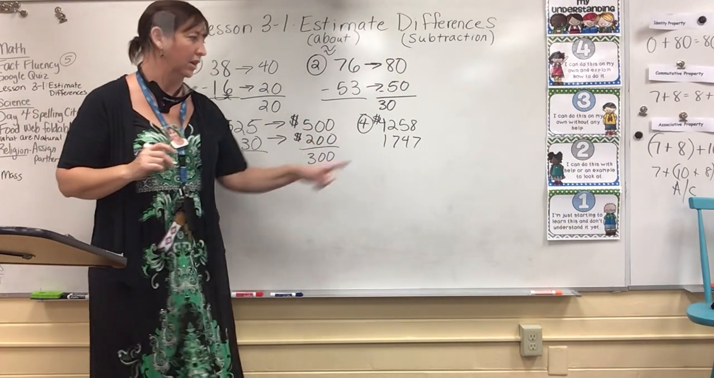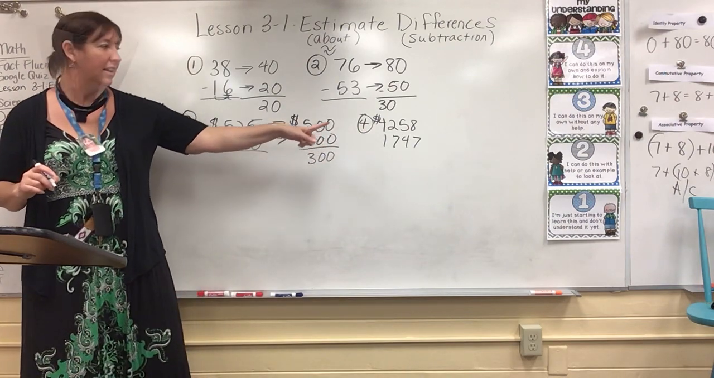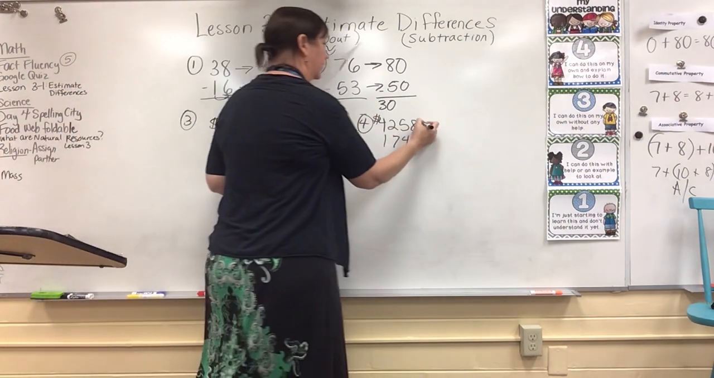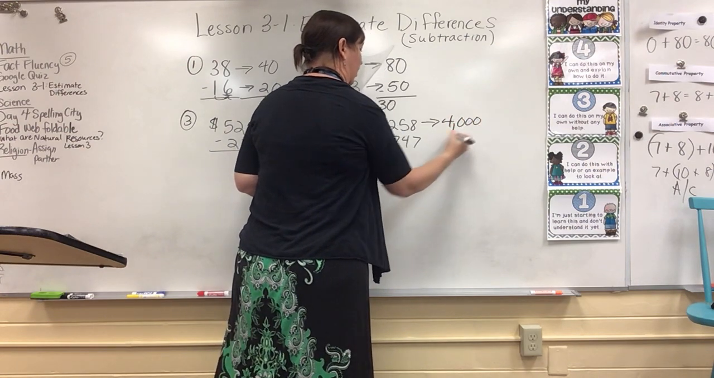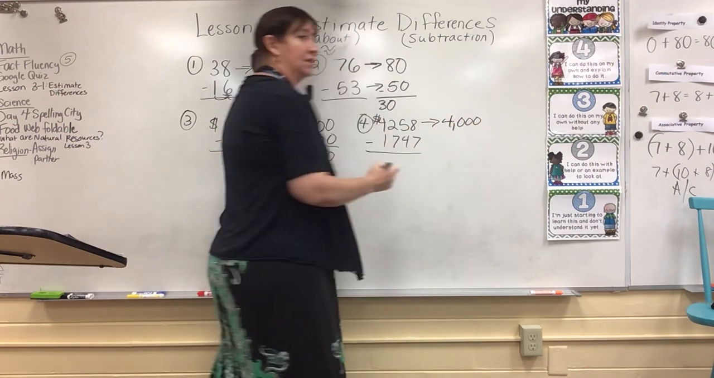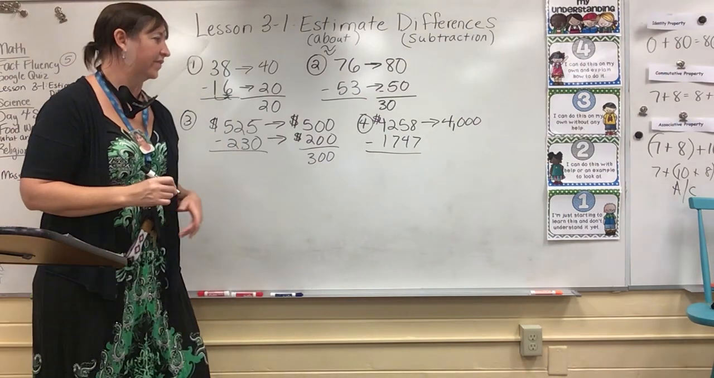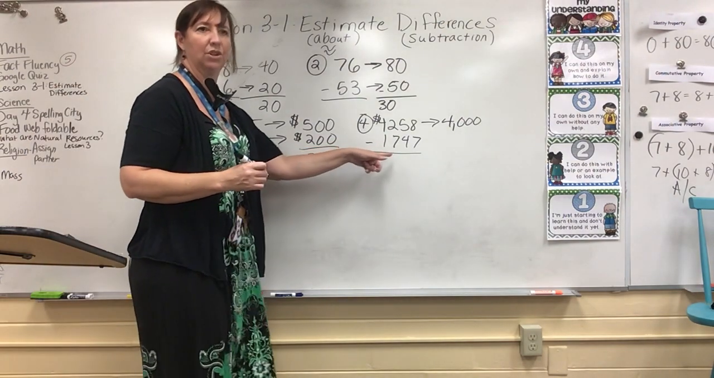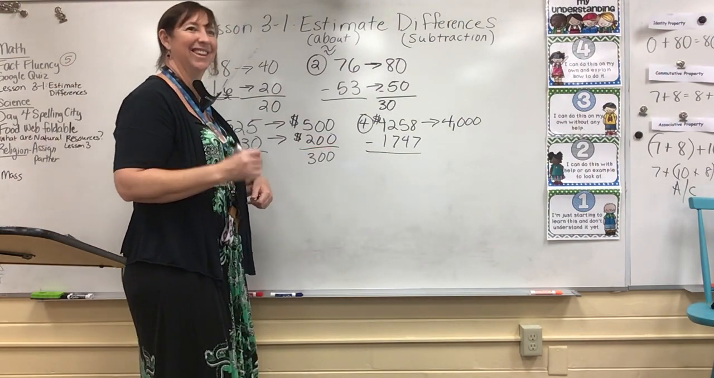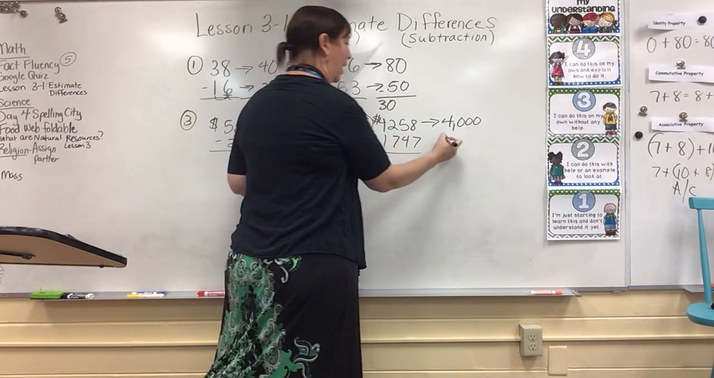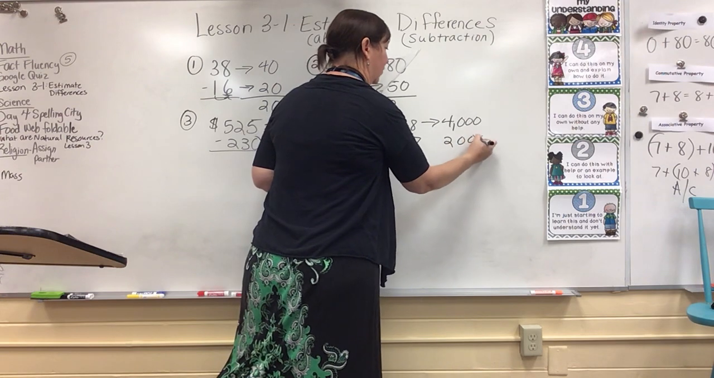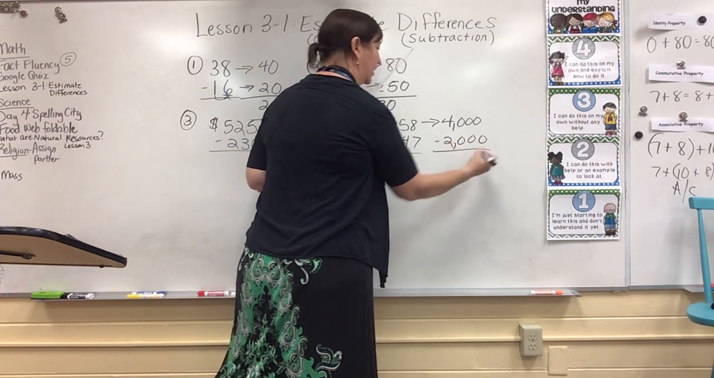Gio? First one is 4,000. 4,000, very good. So the first number estimates to 4,000. And Logan, what's the second one estimate to? 2,000. Why does it estimate to 2,000 and not 1,000? Say it nice and loud. 7 is higher than 5, so it goes up. And so I have 4,000 minus 2,000. What's the answer, Logan?